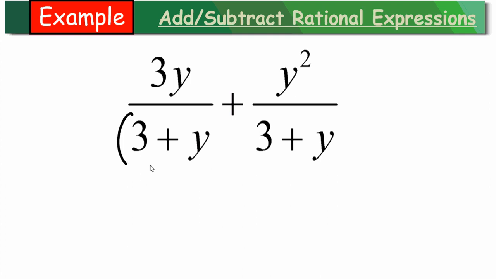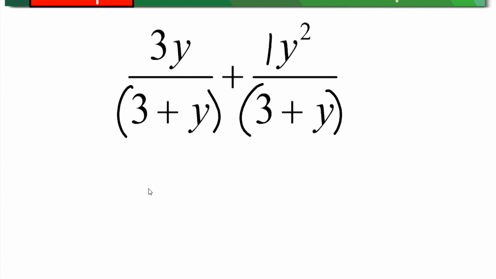Hey, notice I have a common denominator. How do I add if I have a common denominator? I just add the top parts. 3y plus y squared. 3y plus 1y squared. Those aren't any like terms, so I can't simplify it. So I just write 3y plus y squared.